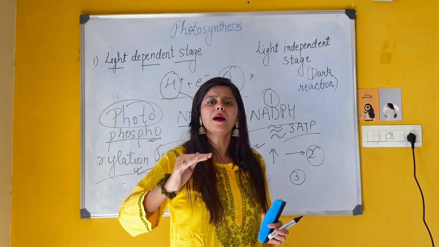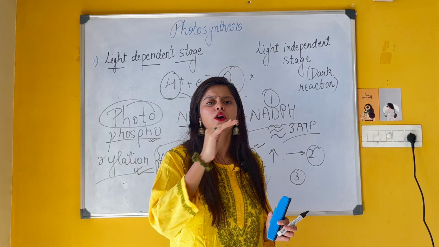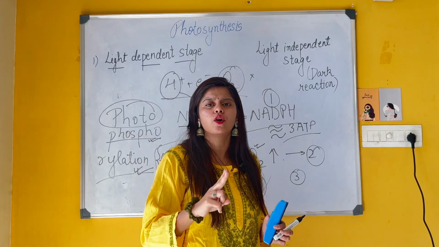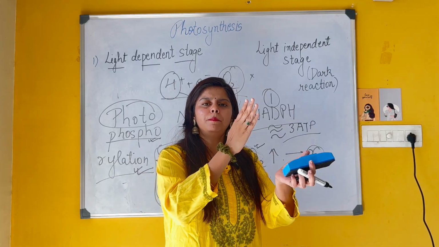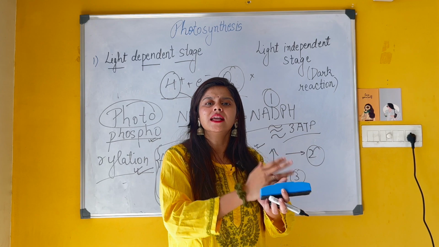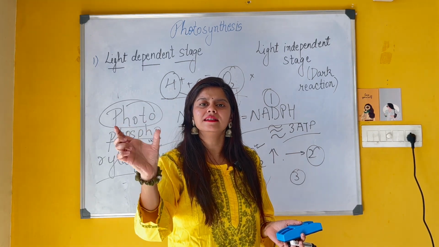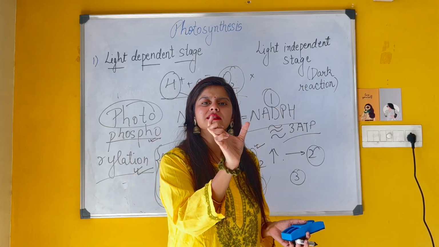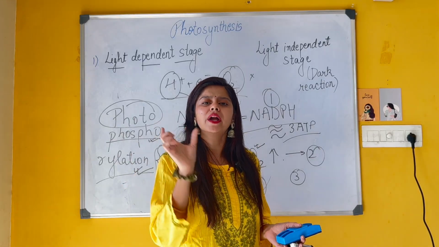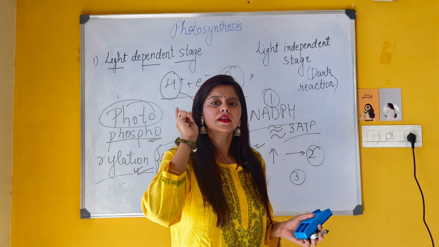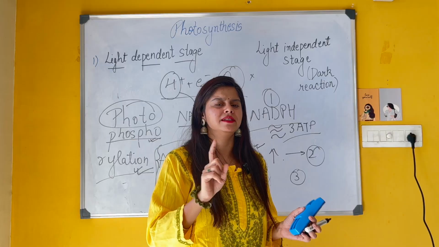In the second step, this trapped light energy will break down the water molecule to release H plus ions, electrons and oxygen. This breakdown of the water molecule in the presence of sunlight is called photolysis. Lysis means breakdown. Photo means in the presence of light. What is the location of photolysis? Grana of chloroplast.